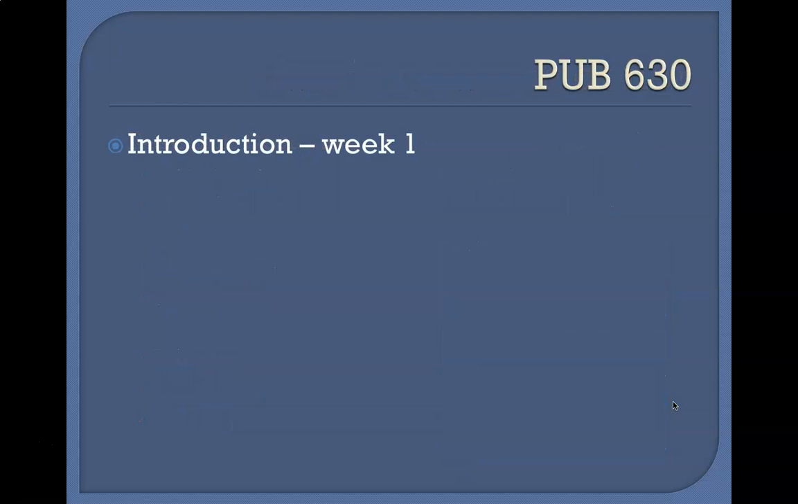So let's just talk about the next 16 weeks, just so you know where you're going to be going. This week is an introductory week. We're going to be thinking about these bigger concepts. We're going to meet each other, and we're going to reflect on what you guys learned in 610 and how that's going to carry over into 630.